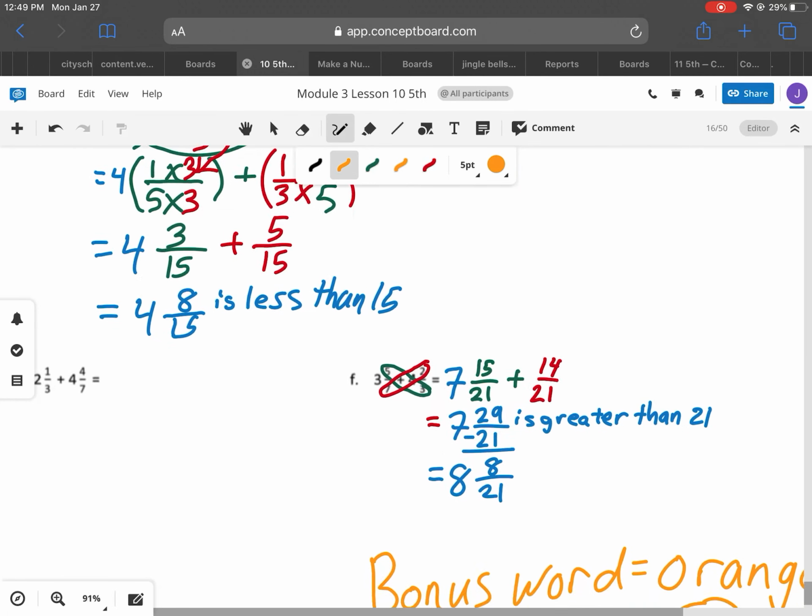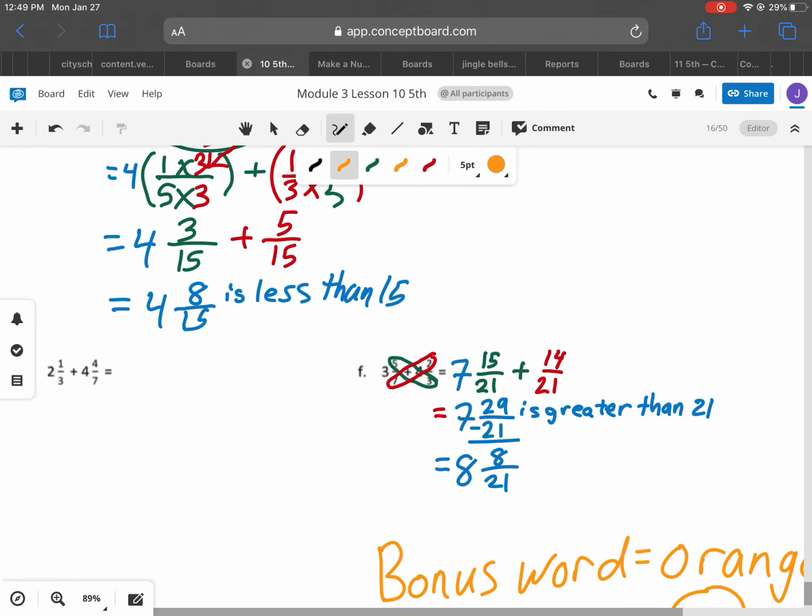Oh, I forgot to do this part. It was 3 and 4, so that would be 7. My answer would be less than 7. And I'm going to jump up to 9. I'm going to add 2. So my answer is going to be between 7 and 9. And my answer was between 7 and 9 because 8 and 8/21 would be between 7 and 9.